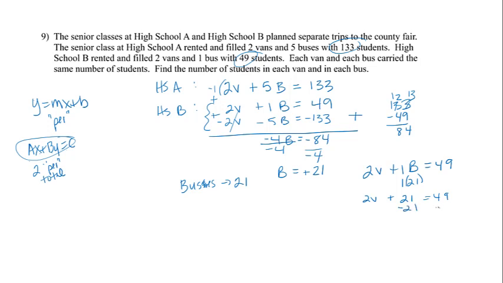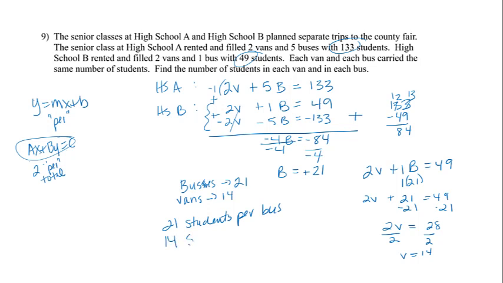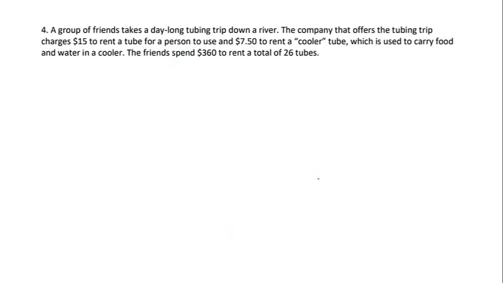I'm going to subtract 21 from both sides. And we're going to divide by 2. And we're going to get V is equal to 14. That means that our vans are 14. There's going to be 21 students per bus, and there's going to be 14 students per van. So here's an example of one that's a little bit different.